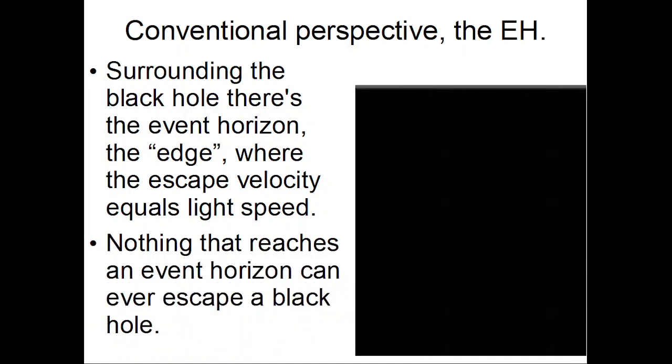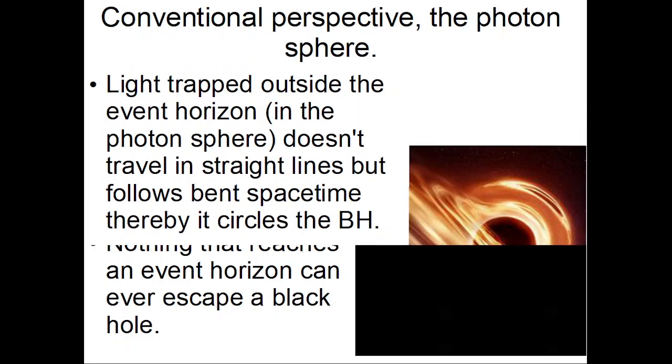At the point, the shell, the edge, where the escape velocity from the black hole equals the speed of light, that's called the event horizon. Because of the strong gravitational field and what can be considered the time factor, nothing that crosses into the event horizon can ever leave a black hole.